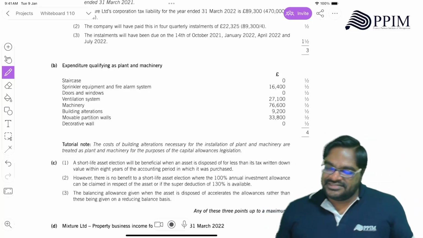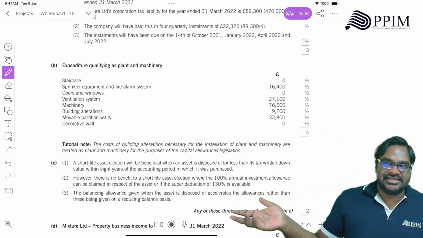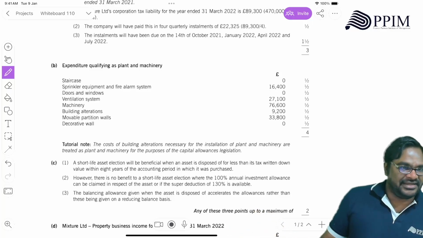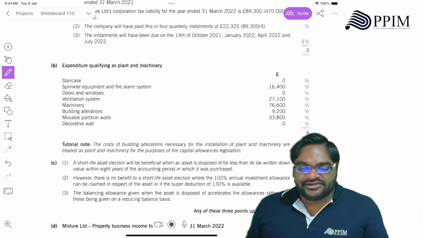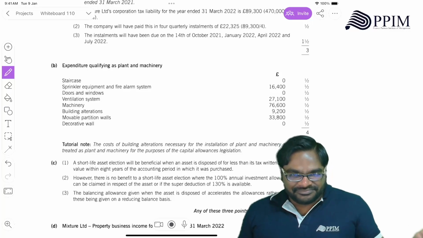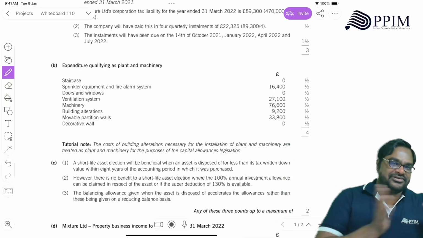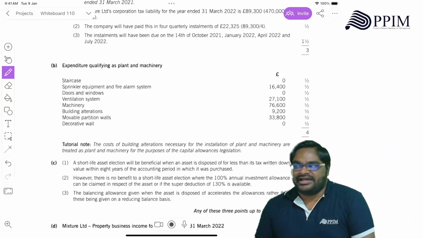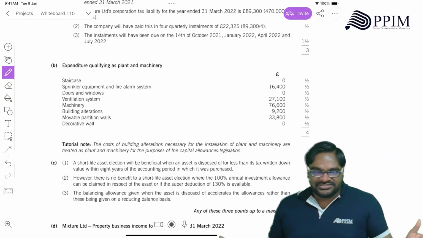Movable partitions, movable means it is sellable separately, so then it's not a part of the building, it's going to be a separate asset. But decorative wall, it's a part of the building itself, so that also goes under the structures and buildings, doesn't come under the plant and machinery. Are we good?